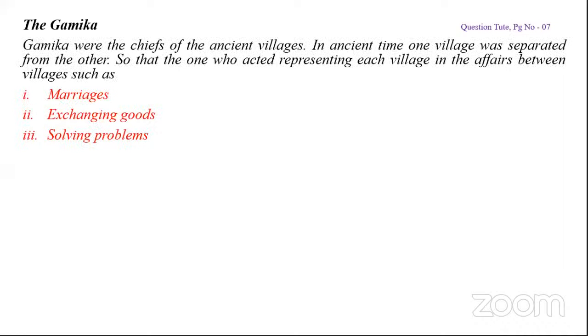The Gamikas were the chiefs of the ancient villages. In ancient time, one village was separated from the other by a strip of land, jungle, so that the one who acted representing each village in the affairs between villages, such as marriages, exchanging goods, and solving problems. Now, see how the things in the short note we apply for the answer.